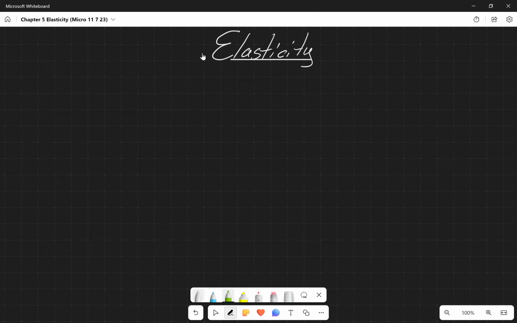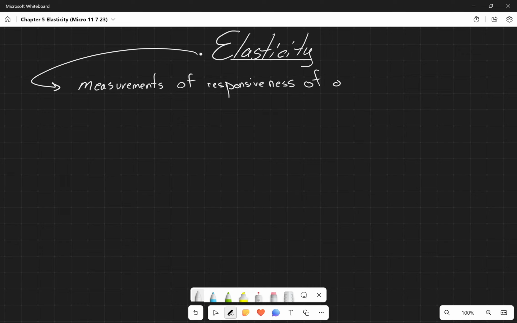And when we're talking about elasticity, the general concept of what elasticity is, it's an economic concept, obviously, right? We're here in microeconomics. And it is talking about measurements of responsiveness of one economic variable to a change in another variable.